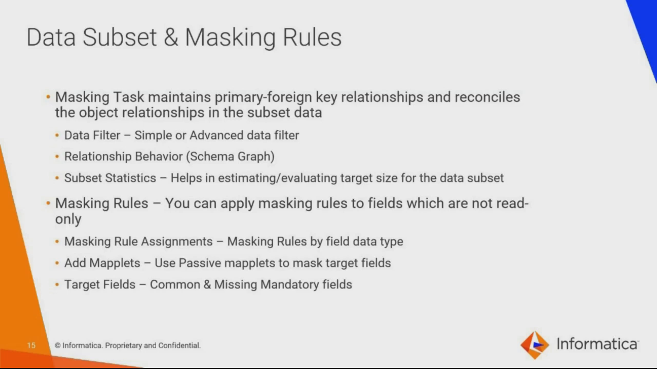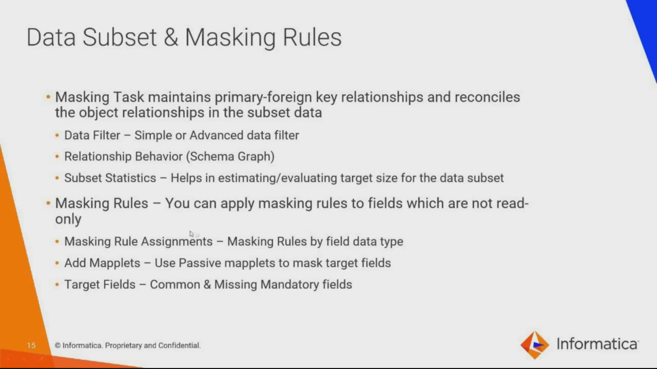The next one is the relationship behavior. So you can configure the relationships themselves when you select multiple source objects, right? The data subset operations select all the parent records for an object to maintain the referential integrity, and the task selects the child records if you configure it to include the child objects.